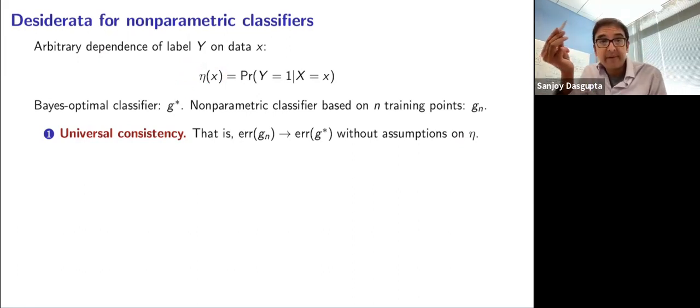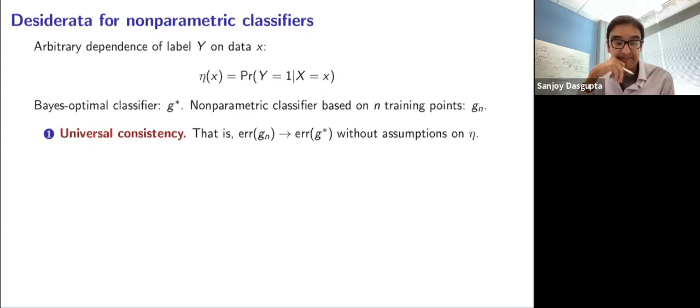Why? Well, first of all, because we can't check these kinds of assumptions. And secondly, because the whole thing with non-parametrics is that you want to fit whatever the data is, no matter how crazy it might be. Okay. And so in the 70s, people saw that this was possible, and it was a huge revelation. And since then, there are quite a few methods that have this property of universal consistency.